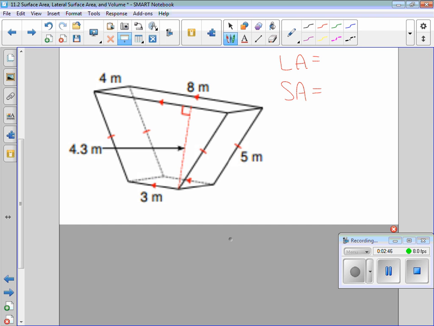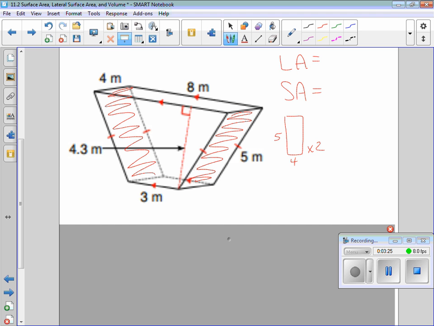What I want to do is realize that, first of all, these rectangles that make up the sides of this thing are the lateral areas. Those are all the lateral areas. They're the pieces that connect the two trapezoids. So let's see if we can identify what these things are. First of all, they're rectangles, and there's 4 of them that are exactly the same.